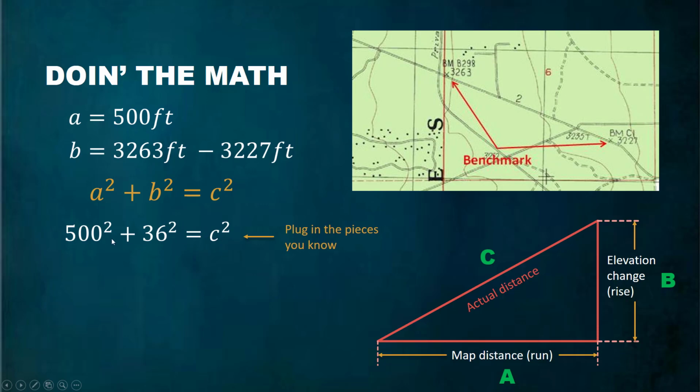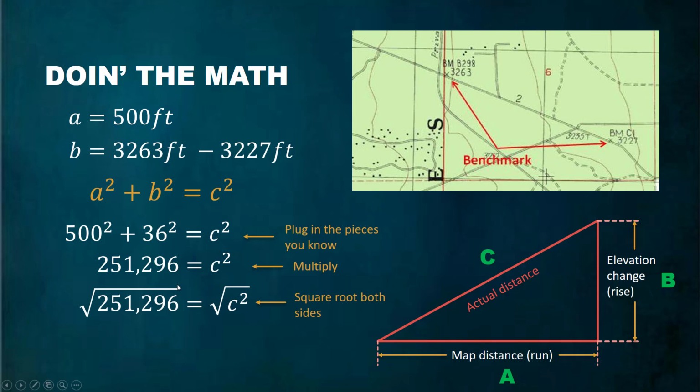So then I'm going to run these through a calculator, and I'll get 251,296, right? And remember, we do the squares first before we do the addition. And that gives me c squared, and then I'm just going to take the square root of both sides of that, and I'm going to get just a little bit over 500. So 501.3 is my actual distance hiked.